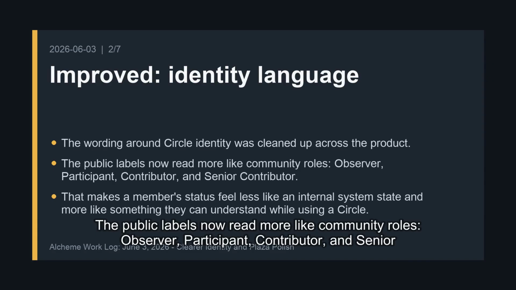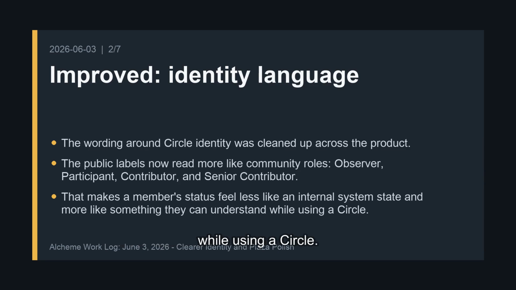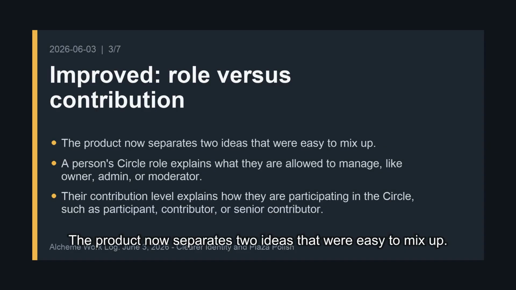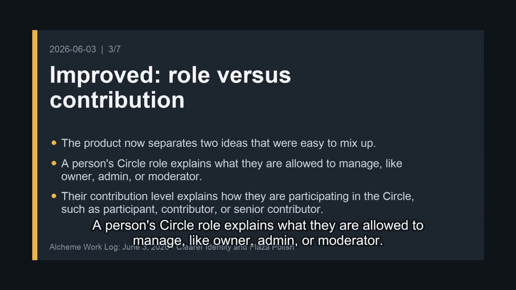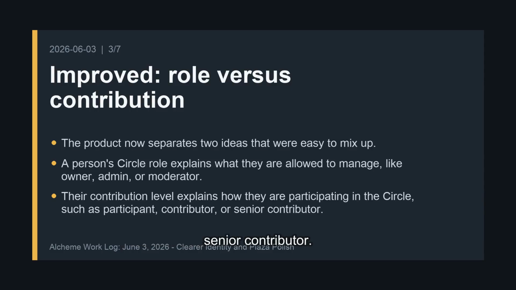The public labels now read more like community roles: observer, participant, contributor, and senior contributor. That makes a member's status feel less like an internal system state and more like something they can understand while using a circle. The product now separates two ideas that were easy to mix up. A person's circle role explains what they are allowed to manage, like owner, admin, or moderator. Their contribution level explains how they are participating in the circle, such as participant, contributor, or senior contributor.